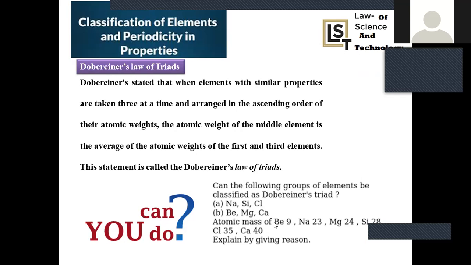Based on this, here is a problem question given to you. I'm not going to solve this one; this is a question for practice. Can we arrange the following elements in accordance with the Dobereiner triads?